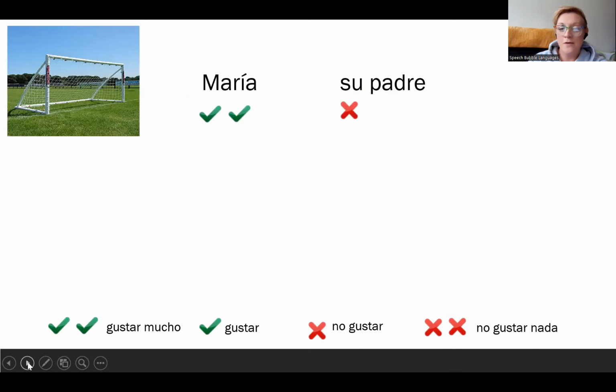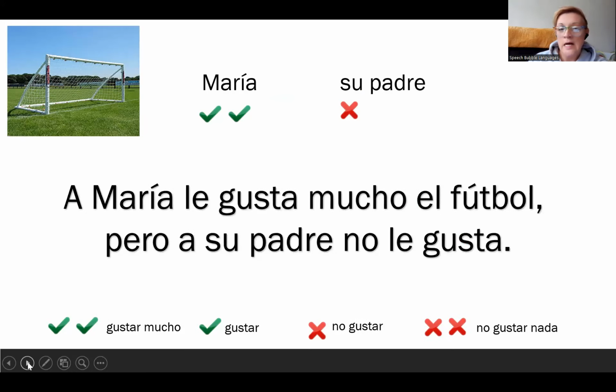Let's try another sport then, shall we? Here we have a lovely football net. ¿Cómo se dice football in Spanish? El fútbol. See, don't forget the accent on the U. This time you've got Maria and her dad. Can you create a sentence expressing those preferences? Hit pause as you work your way through each sentence. Here's our answer to our second one. A María le gusta mucho el fútbol, pero a su padre no le gusta. Read it out loud before we try our next one.